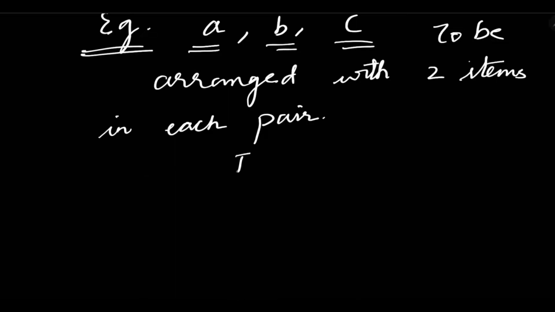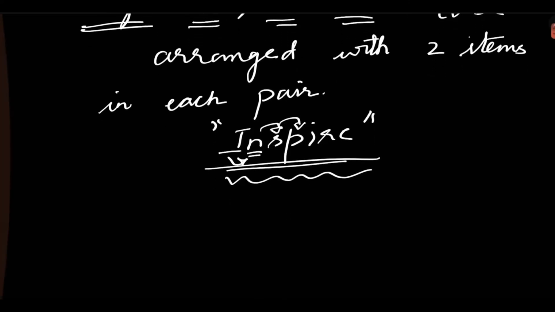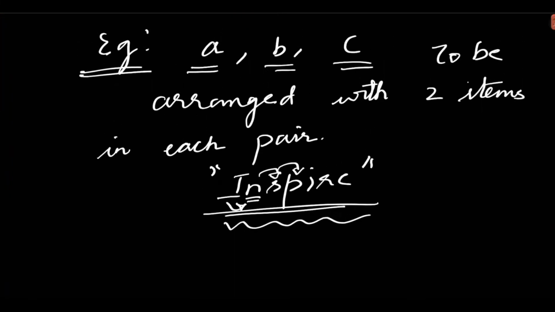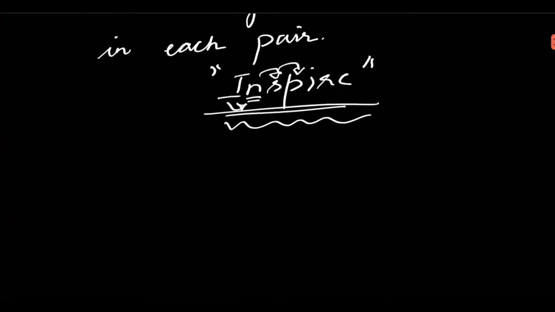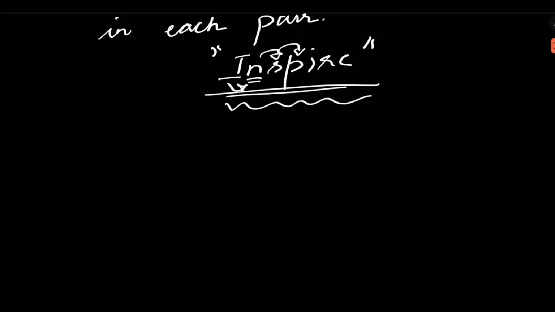like if you say inspire. When you say inspire, then here N has to come after I, and after N, S has to come, then P. That means to say the order of the arrangement of the alphabets is very, very important here, right? The same way, when you take the alphabets A, B, C, they want us to arrange them in such a way that you have two in a set. So how can we do that? Let us see applying the formula first, and then we'll see arranging it without applying the formula.